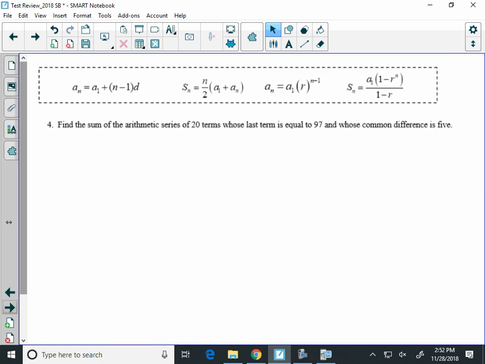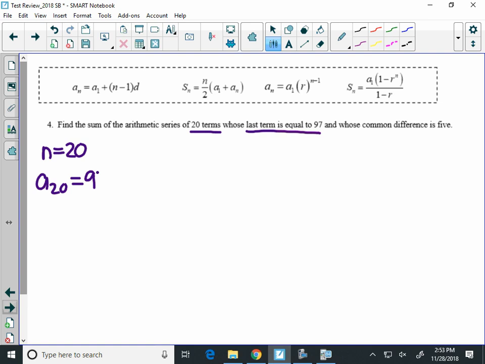All right, the next tricky one I was thinking about doing is number 4. We need to find the sum of an arithmetic series. The series has 20 terms, so that means that n is 20. That's the number of terms you're adding up. The last term is 97, so a sub 20 is 97, and the common difference is 5.